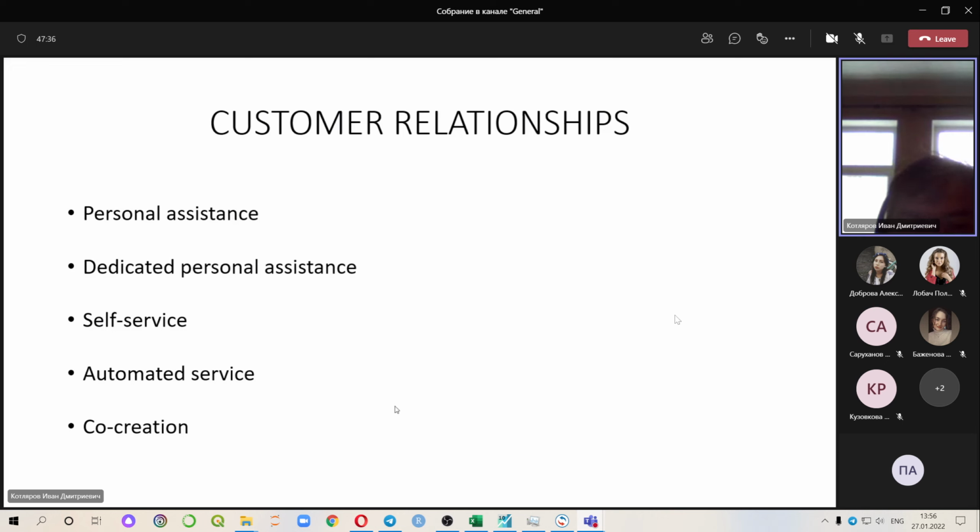What is the advantage of this approach? Our customers do not have to communicate with external persons. They may get the service at their convenience. Obviously, it is very good. But sometimes this self-service will not be appreciated by our customers in case of problems and so on. So self-service, in most cases, should be assisted by some technical support from the company. But in most cases, our customers will be happy to get service themselves.